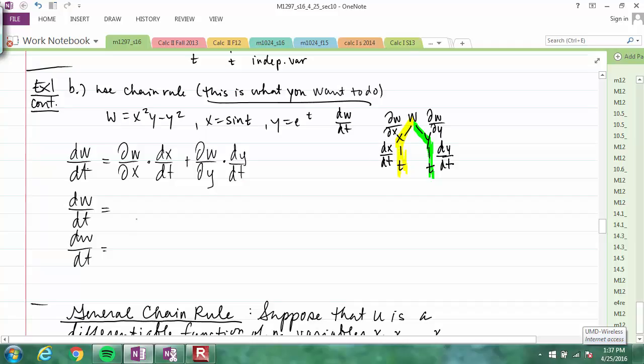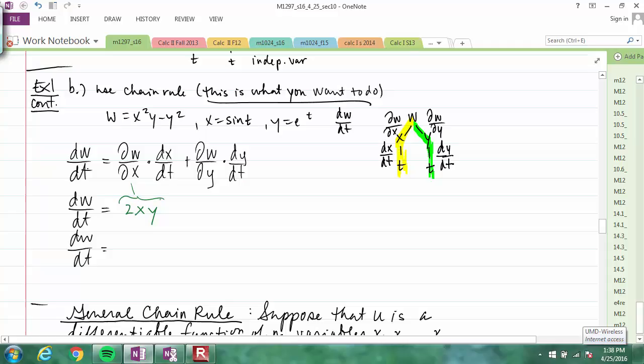Alright, so that's what we have. The first thing here I'm going to do is I need to find these partials. So dw over dx. Look at the function w and let's take the derivative of that with respect to x, which means y is going to be held constant. So what we're going to have for the first term is the derivative of x squared, which is 2x, times y like a constant. So 2xy. And then what's the derivative of minus y squared with respect to x? Just 0, right? So for del w over del x, we get just 2xy.